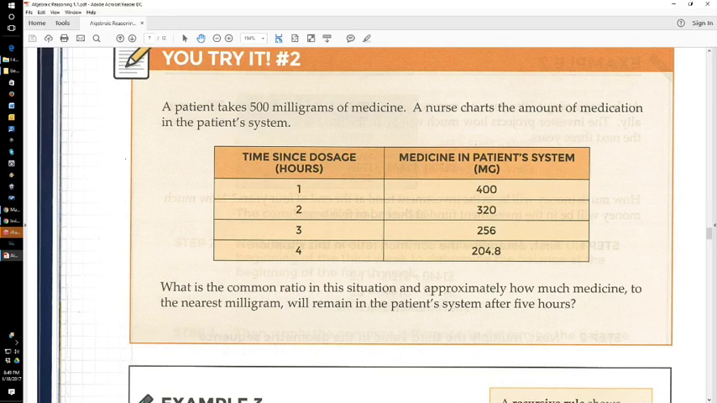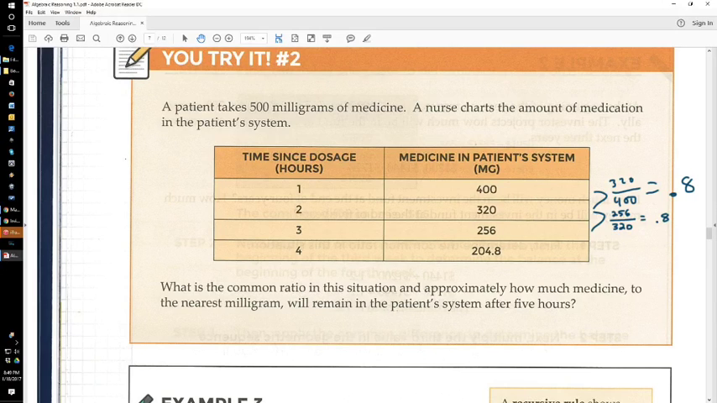So, what do I got to multiply 400 by to get to 320? In this case, I'm going to have to do a little math on this one. We will just simply take the next step and divide it by 400. So 320 divided by 400, and you get 0.8. Do the same thing here. You do 256 divided by the one before it, 320. 256 divided by 320, and you get, oh my goodness, 0.8.